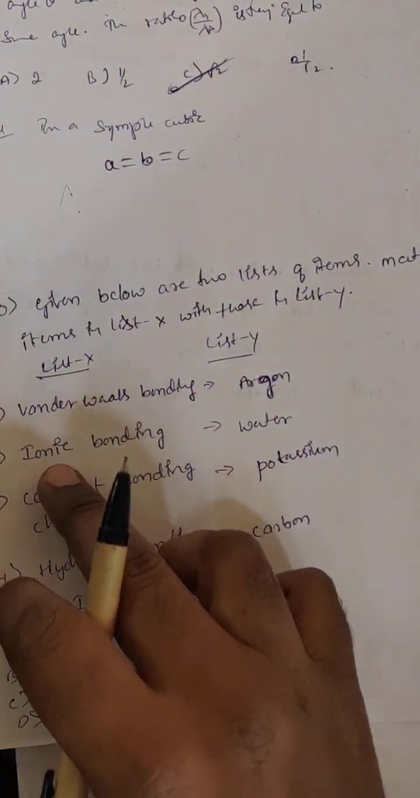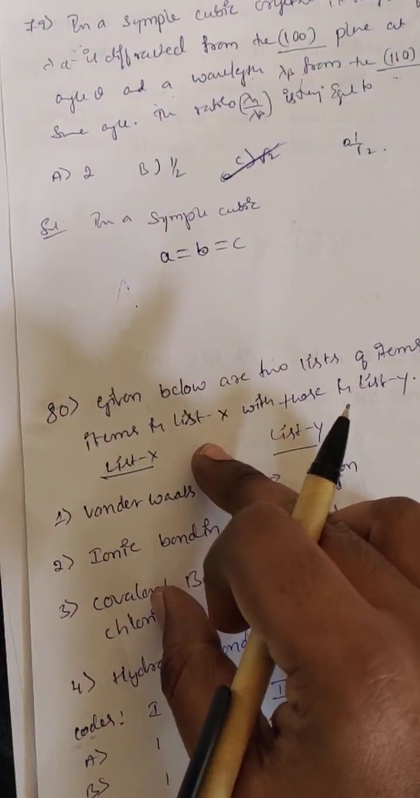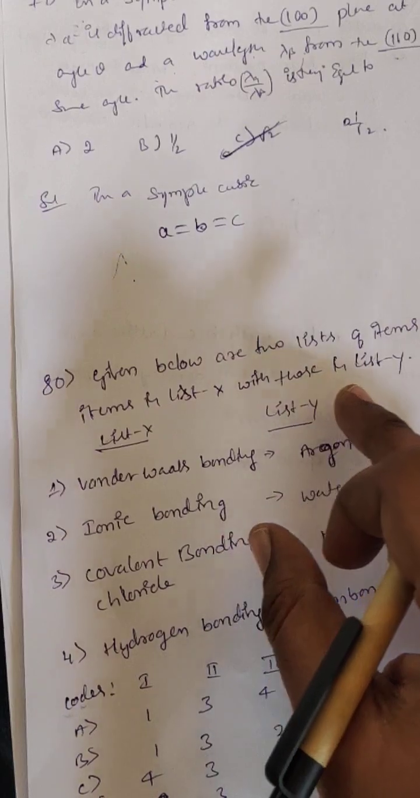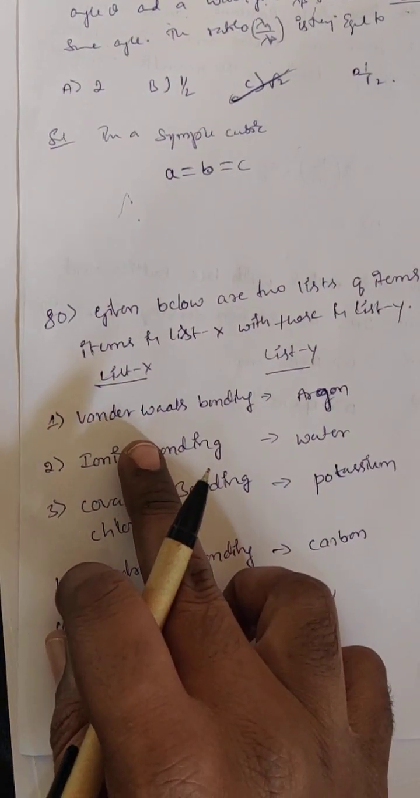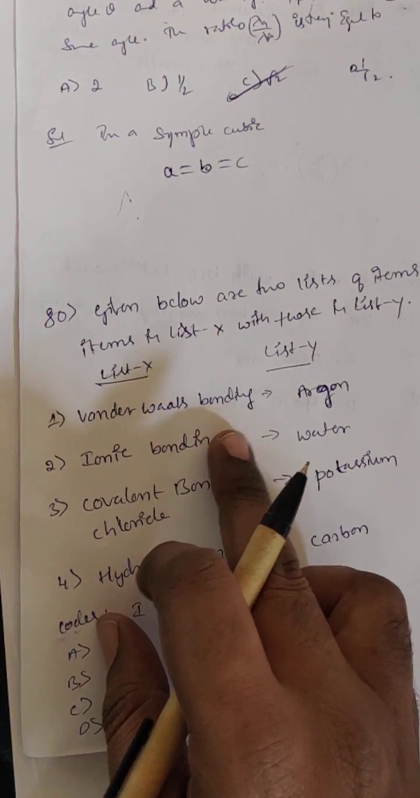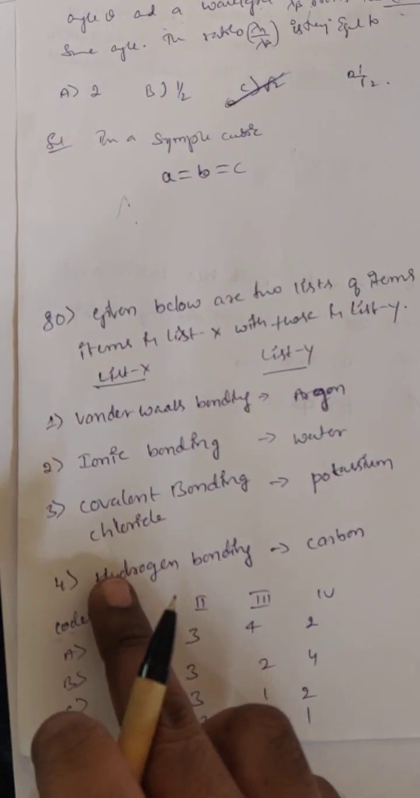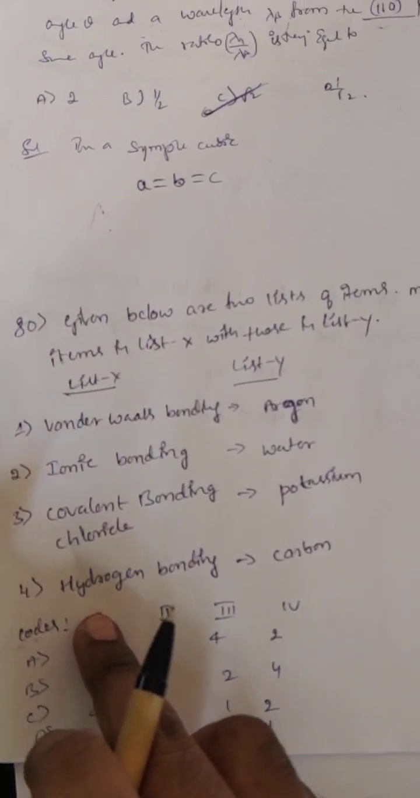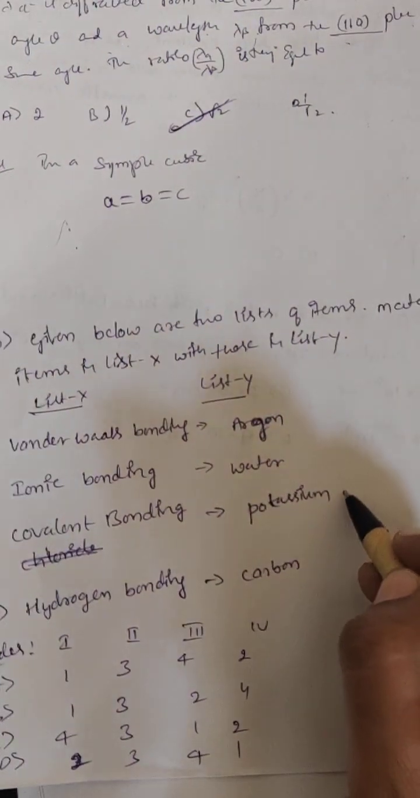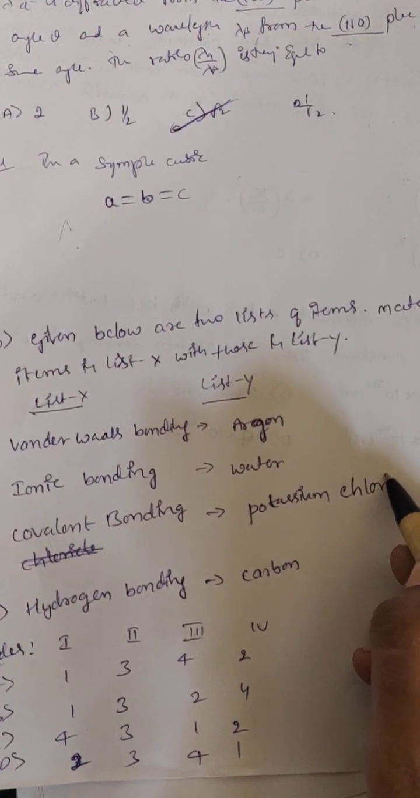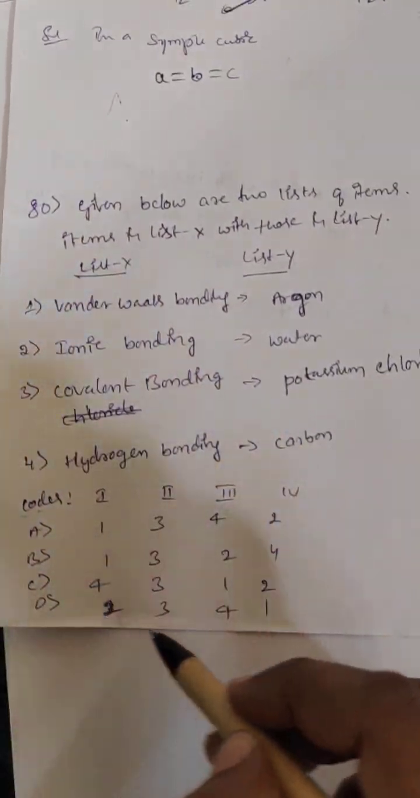Next, given below are two lists of items. Match the items in list X with those in list Y. In the list 1 we have van der Waals bonding, ionic bonding, covalent bonding and hydrogen bonding. In the other list, this is potassium chloride, and these are the options given.